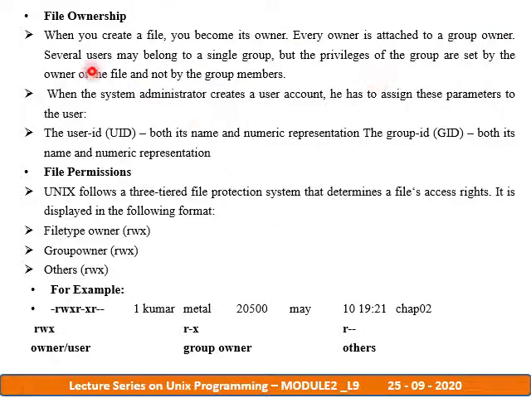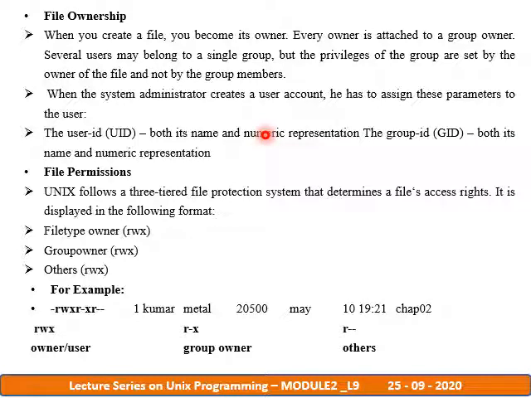So now let us move to the file ownership. When you create a file, you means the user who has logged into the Unix system. So he is going to create the file. So that particular user will be the owner of that file. Every owner is attached to a particular group owner, and even several users can belong to a single group, and some of the privileges of the group are set by the owner of the file but not by the group members. When the system administrator creates a user account, he has to assign these parameters to the user.